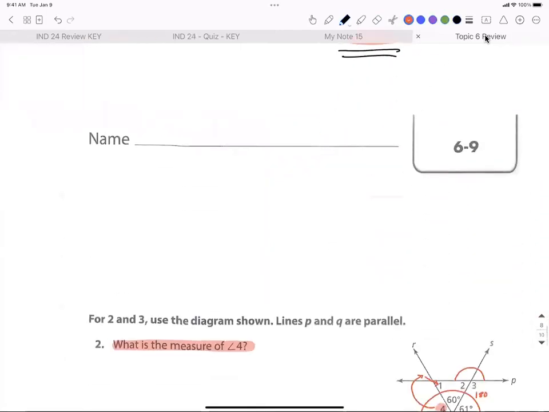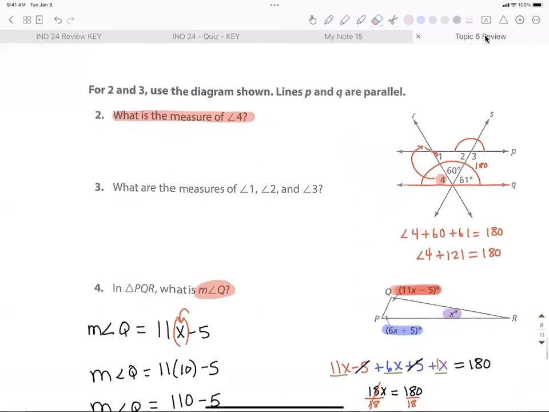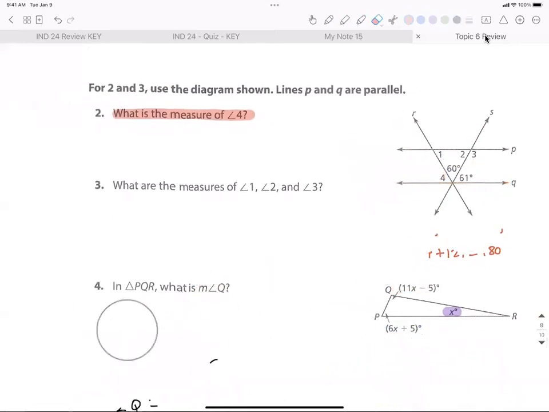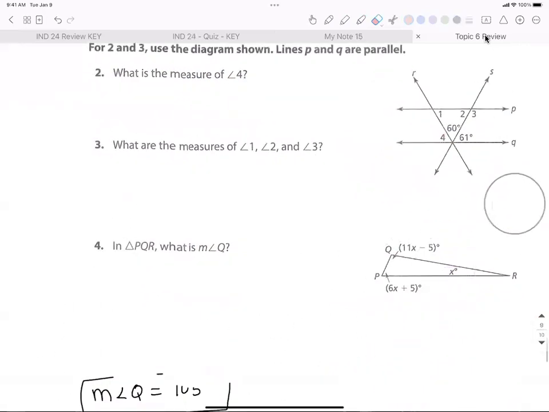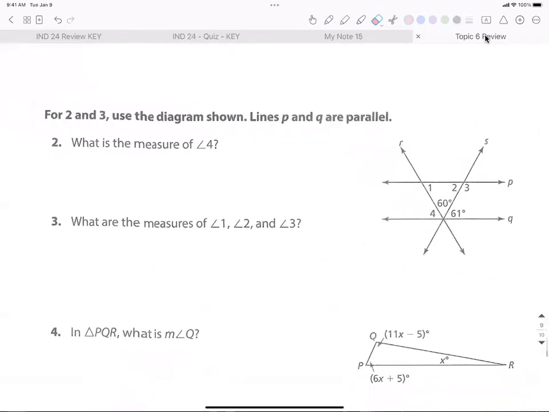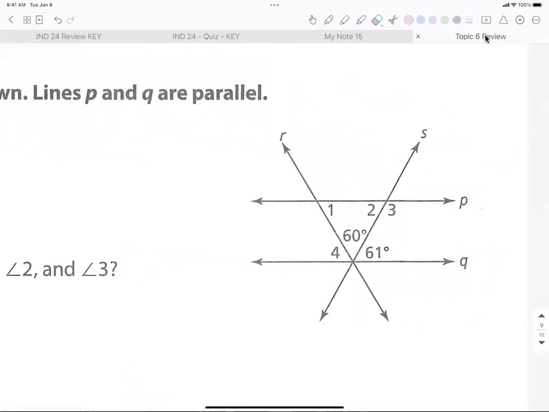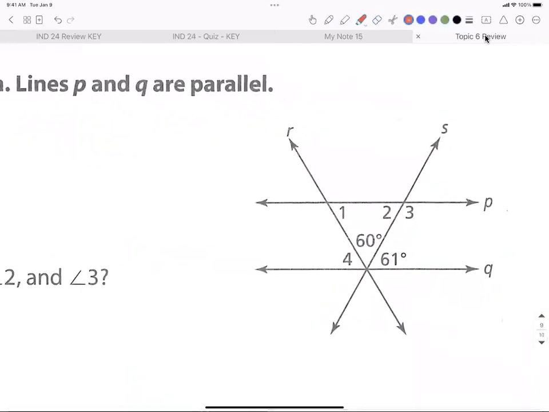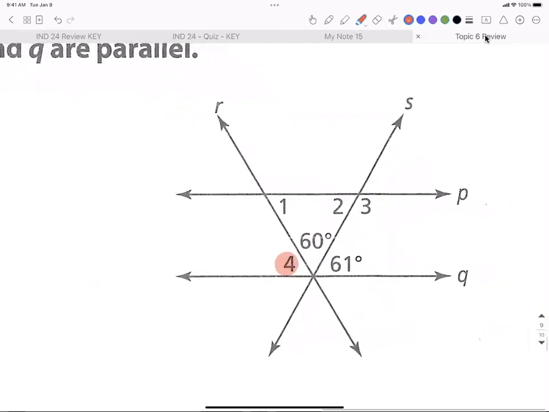All right, go on to 6-9. This is the one where I'm going to do a lot more work with you. I'm going to help you out on this one. All right, so it says, what is the measurement of angle 4? Okay, let's look at our graph here. Let's find what we're looking for. We're looking for that. Okay, there's angle 4. That's what we need to know.